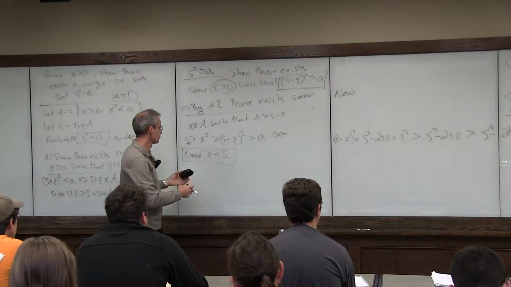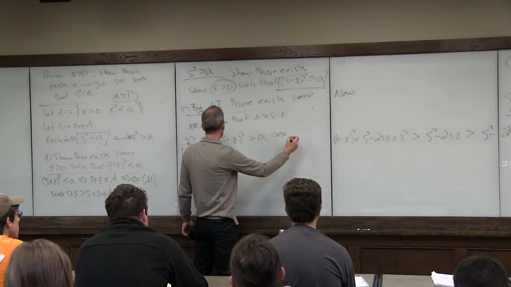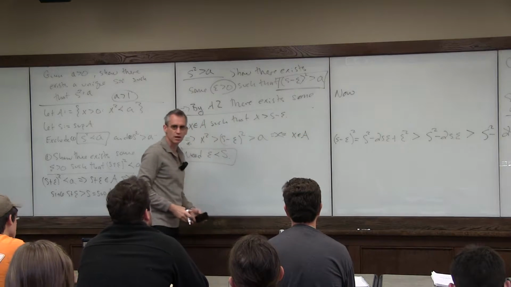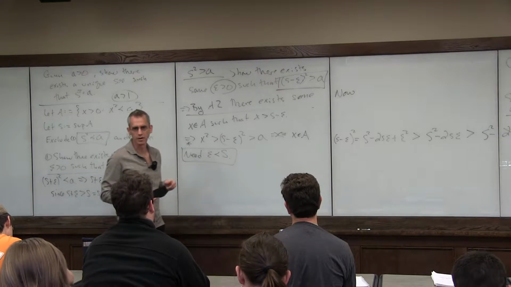This is a contradiction again. What was the contradiction to? I think I said it but didn't write it down here. What's the contradiction to? It contradicts that x is an element of A. Yeah, because if it's in there, its square is supposed to be less than a, not bigger than a.